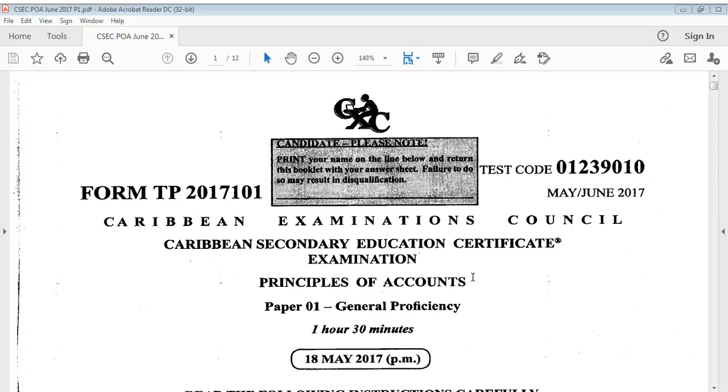Today we'll be looking at the CSEC Principles of Accounts, May June 2017, paper 1.